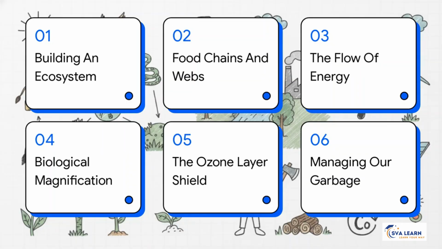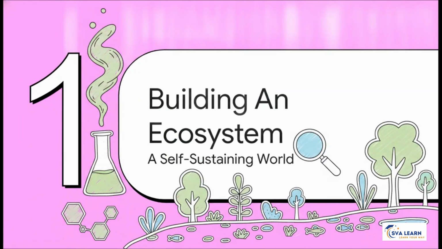All right, here is our roadmap for the day. First, building an ecosystem. Then, food chains and webs. Third, the flow of energy. Fourth, biological magnification. Fifth, the ozone layer shield. And finally, managing our garbage. Let's jump right into Section 1, Building an Ecosystem.